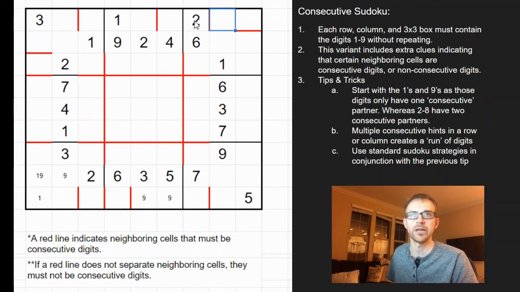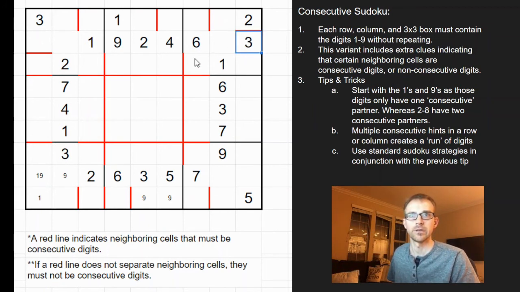So if the 2 is there, this is going to have to be a 1 or 3. Well, there's already a 1 and a 3 in both the row and column, so that doesn't work. And same thing here. This is going to be a 1 or 3, and there's already a 1 or a 3 in that row. So the 2's got to be there. This can't be a 1, so it has to be a 3.